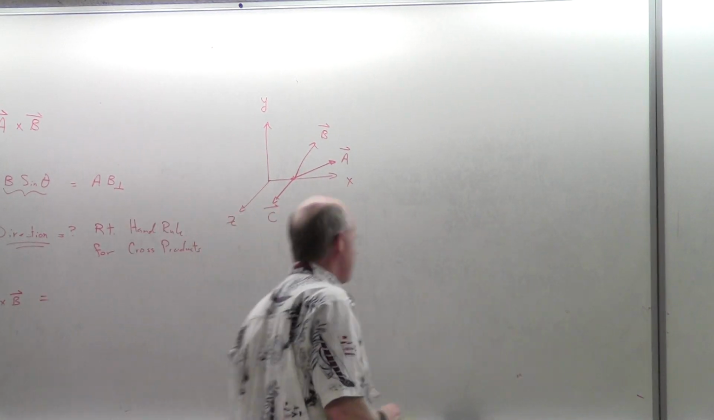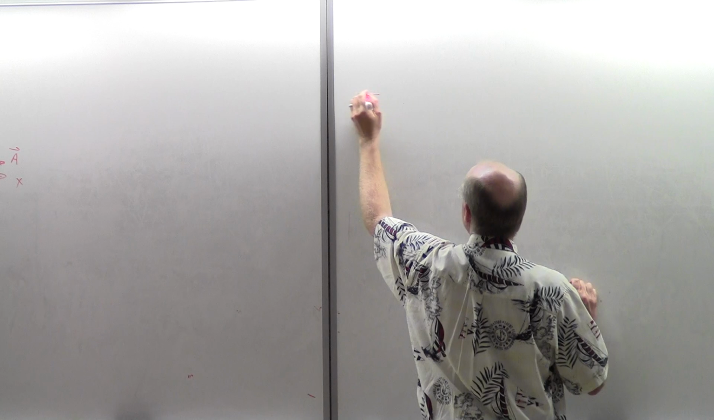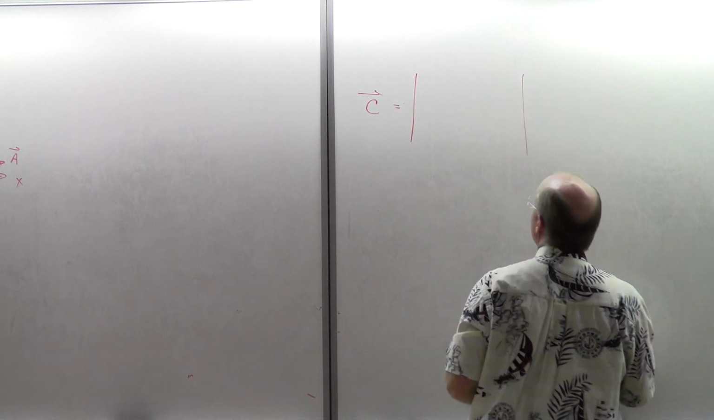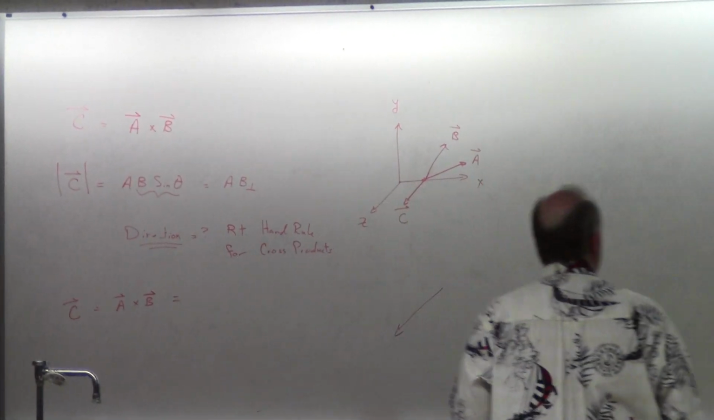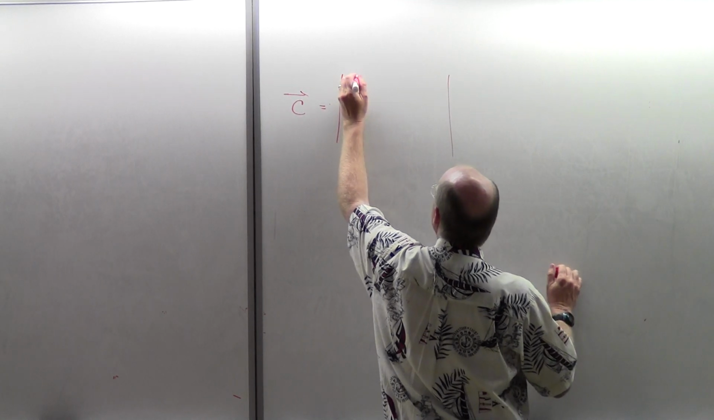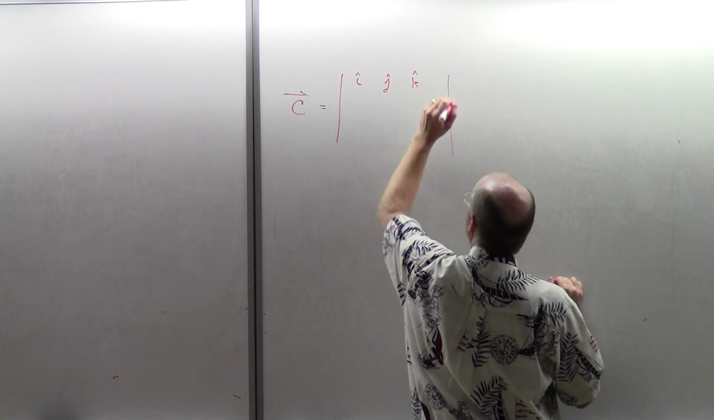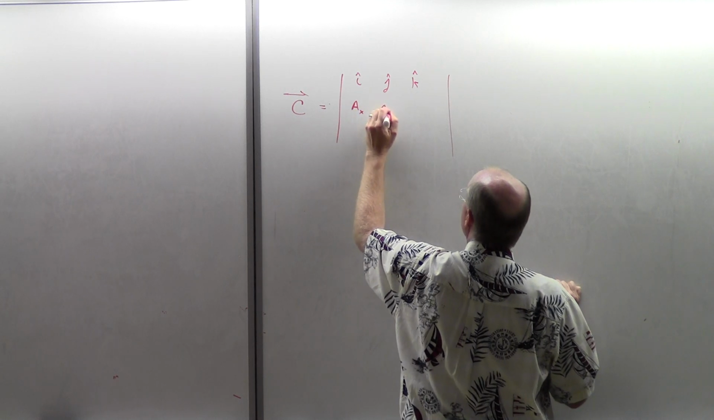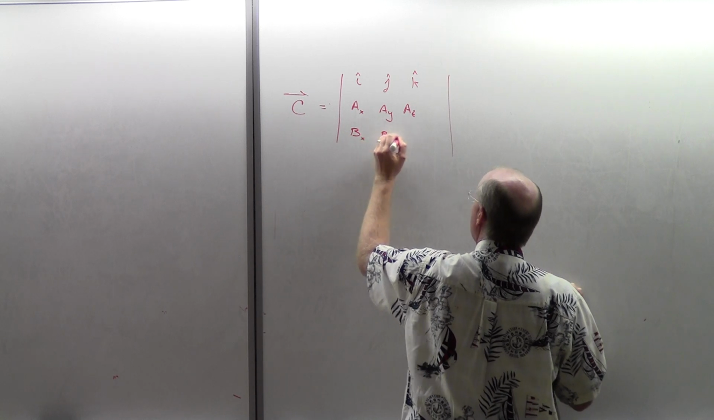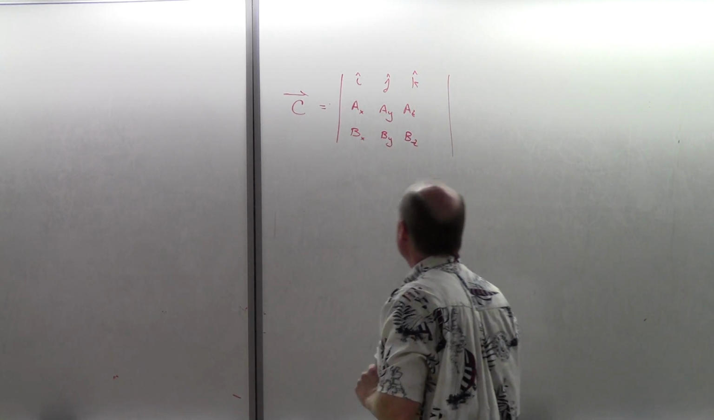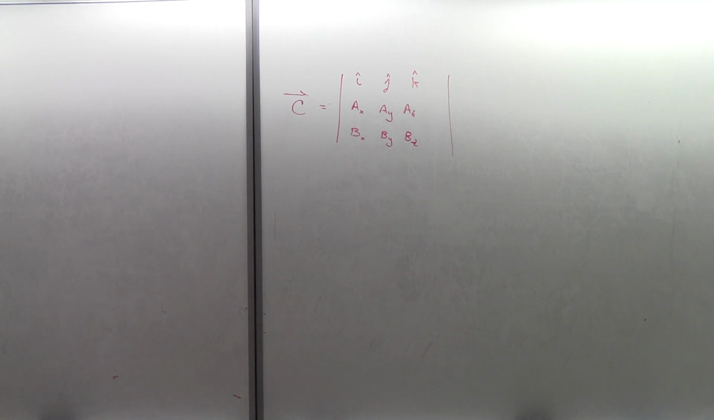I'll transfer it over to here, so the vector C equals, and you write out a 3 by 3 determinant. And what you do is you write the unit vectors first, then you write the first vector as it is listed, and then you write out the second vector as it is listed. And I don't know if this helped you. This was your question about the drawing there, but instead of drawing it, I can just do this determinant, and I can get each of the individual components.